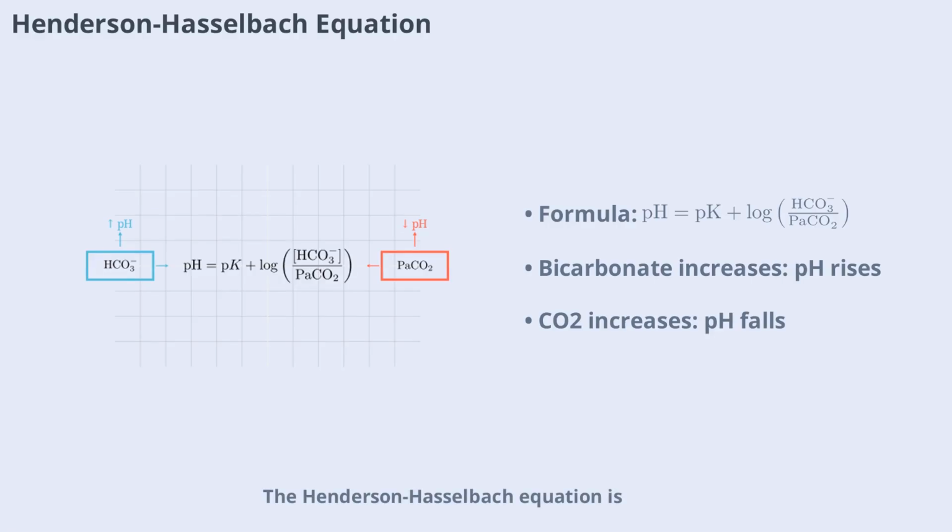The Henderson-Hasselbalch equation is a cornerstone of acid-base physiology. It states that pH equals pK plus the logarithm of the ratio of bicarbonate to carbon dioxide. This formula allows us to calculate the pH of blood based on measurable values, and it's the basis for understanding all acid-base disorders. By manipulating this equation, clinicians can determine whether changes in pH are due to respiratory or metabolic factors. Let's visualize this equation and see how it's applied in practice.